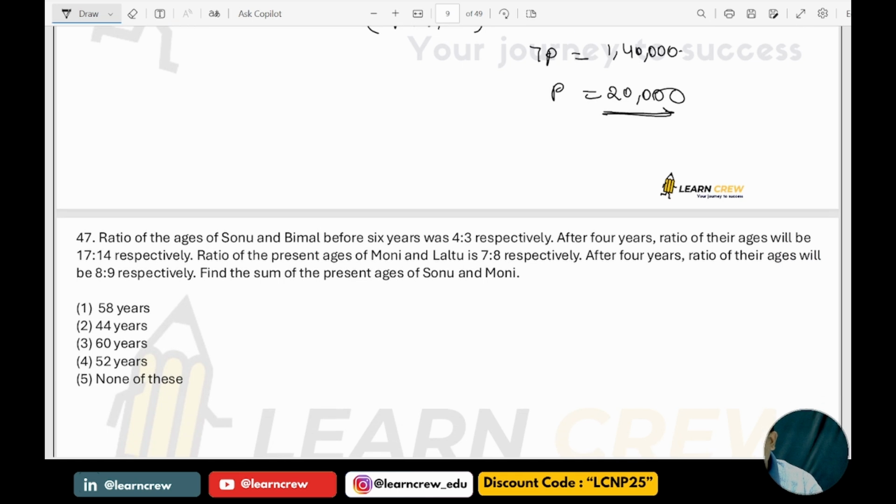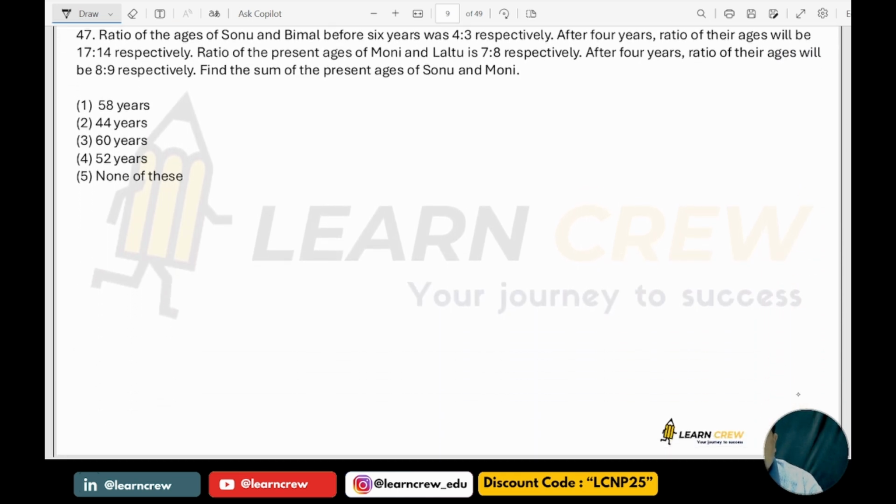See here, you have to be careful in reading the question. The ratio of the ages of Sonu and Bimal before 6 years was 4:3. After 4 years, the ratio of their ages would be 17:14. So 4x and 3x, this is plus 10, this is plus 10. The ratio becomes 17:14. So from this, what do I get?